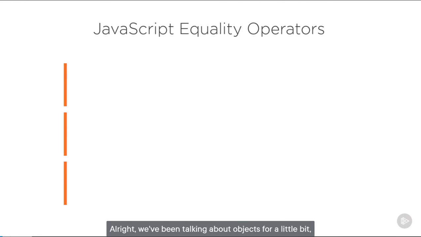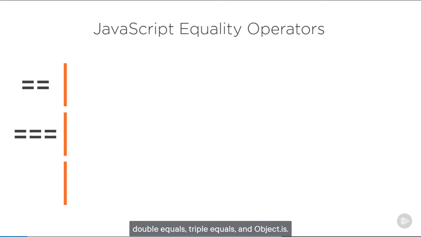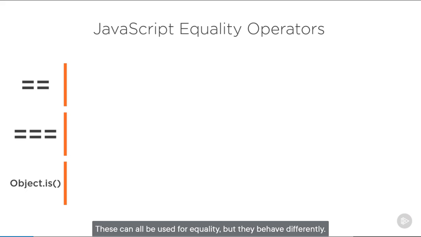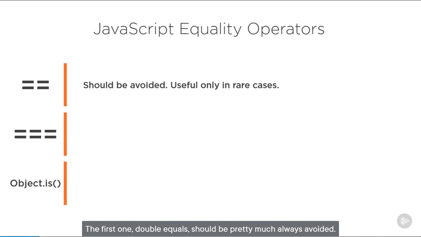All right, we've been talking about objects for a little bit. Let's go on a brief tangent to talk for a minute about equality, and then we'll see how the Object.is function is used for equality. Equality is, well, interesting in JavaScript. There are 3 different equality operators we can use: double equals, triple equals, and Object.is. These can all be used for equality, but they behave differently. The first one, double equals, should be pretty much always avoided. It's really only useful in a few rare cases. More on that in a moment.